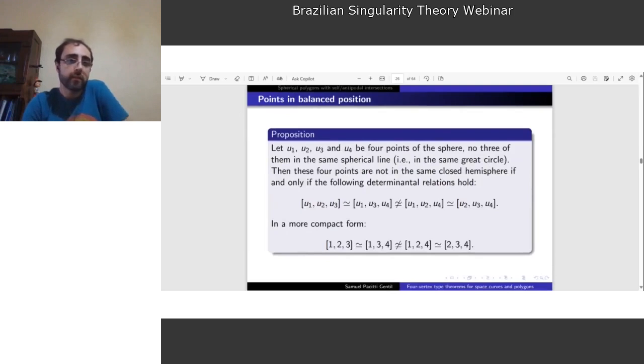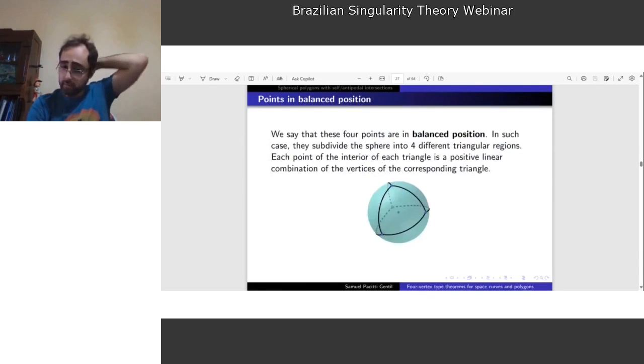Okay, so this is a proposition which is not hard to prove, but it says the following. If you have 4 points on the sphere, no 3 of them in the same spherical line, then these 4 points are not in the same closed hemisphere if and only if the following determinantal relations hold. We don't have to memorize this, but this is simply to state that such a condition can be encoded algebraically. This is a more compact form of writing, where we just drop the letter U and write only the subscripts.